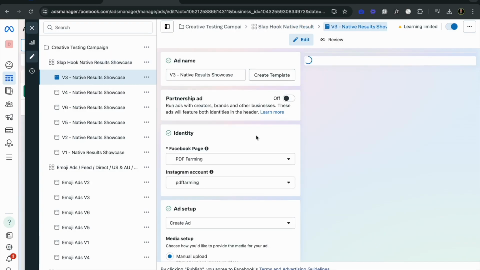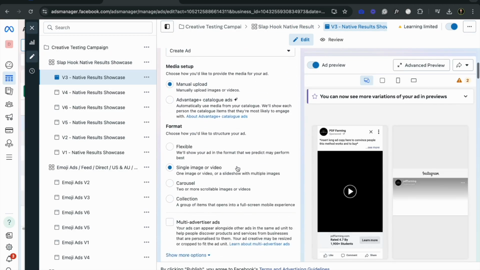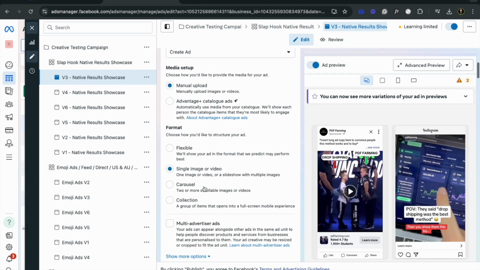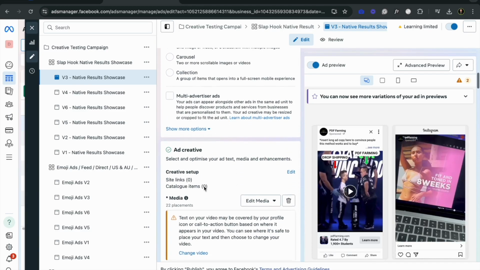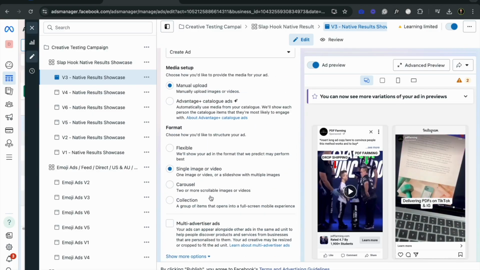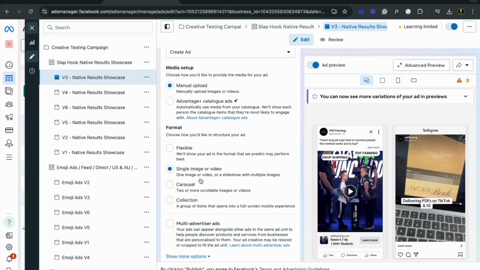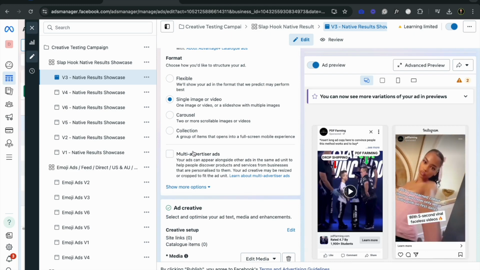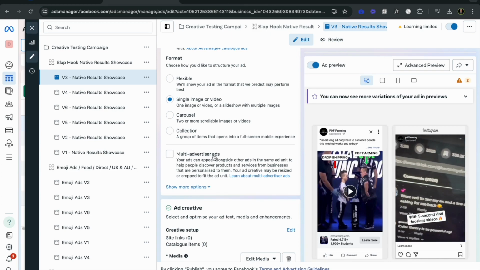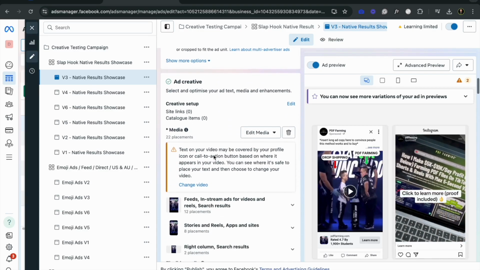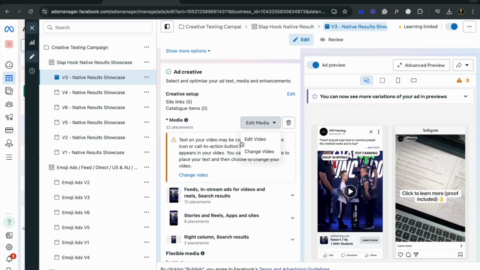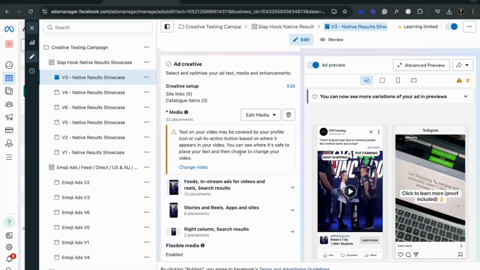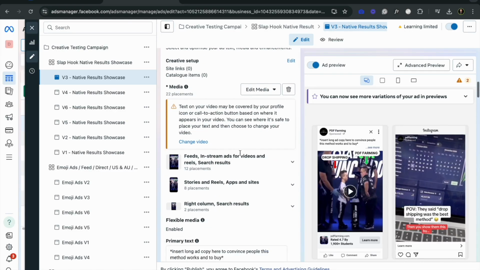The ad level is pretty easy. Just select your Facebook pages, manual upload. If it's a carousel, obviously add a carousel. It's going to be either a single image, video or carousel. Make sure to tick multi-advertiser ads off. Do not tick this. It will waste your money. Don't do it. Edit media, you're basically going to add your media here. So you're going to add your image, your video here.